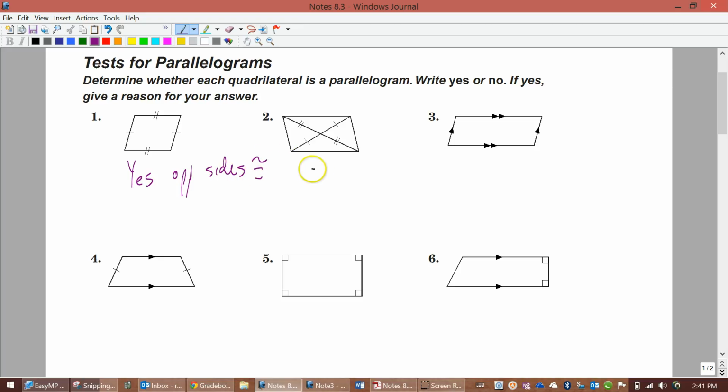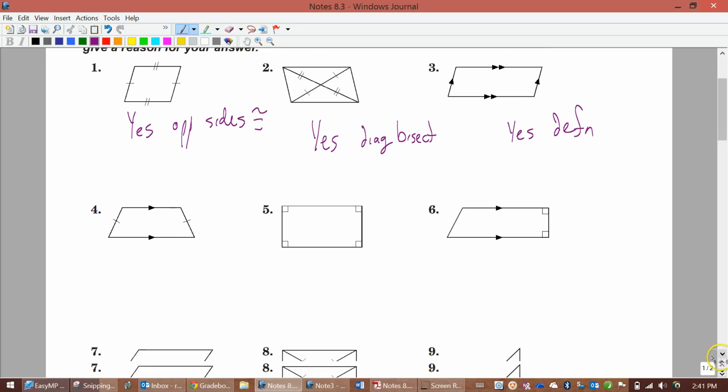Number 2 a parallelogram? Diagonals bisect each other. Number 3 parallelogram? That's the definition of a parallelogram. Number 4 parallelogram? No, because it doesn't look like it. That's a bad reason. No, because it's not one of those 5 theorems that we talked about at the beginning of class. Okay? This is actually, no, this one's a trap. So be careful.